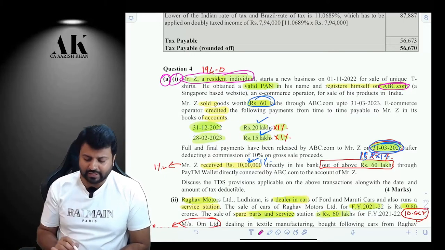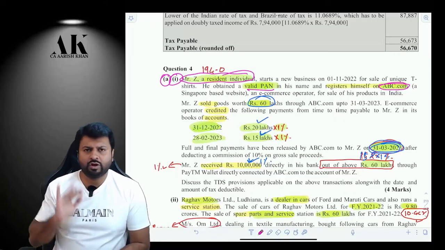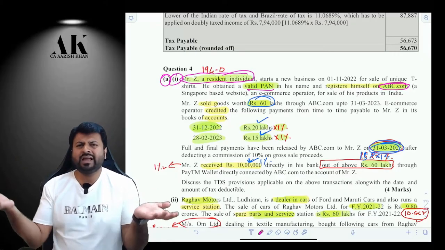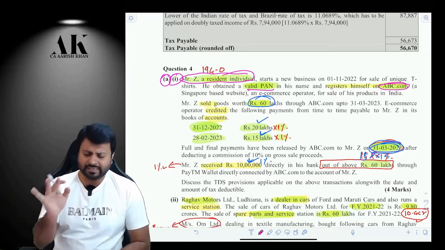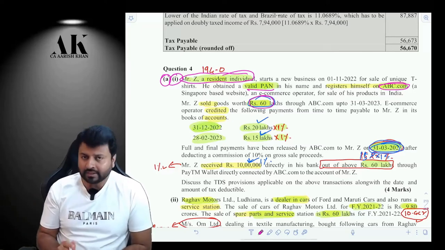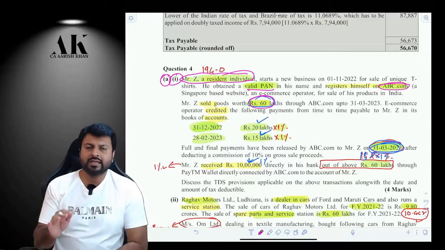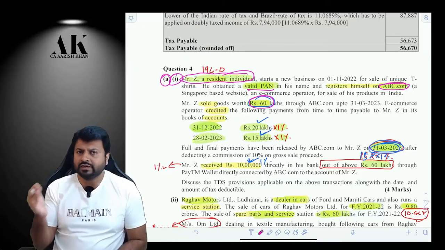Z, who is a resident seller. Now, he gives a valid PAN to the e-commerce operator. So, the e-commerce operator is nothing but Amazon. And Mr. Z is nothing but a seller on Amazon, who is a listed seller, and he is a resident. Now, he is selling goods worth rupees 60 lakhs. Now, is Amazon liable to deduct TDS? Yes. At the time of payment or at the time of credit, whichever is earlier.